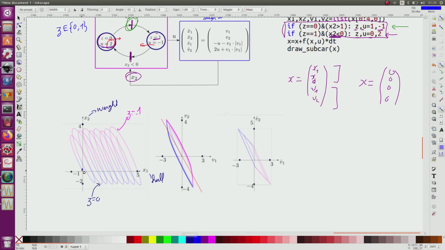We can see that I start at 0, and I have some oscillation with respect to x1 around 0. Okay, the 0 is here, so it's not exactly in the center, but it's just an offset which has no influence. So we can understand that I have some oscillation of the weight, and the hull also oscillates, but it goes to the right as expected.